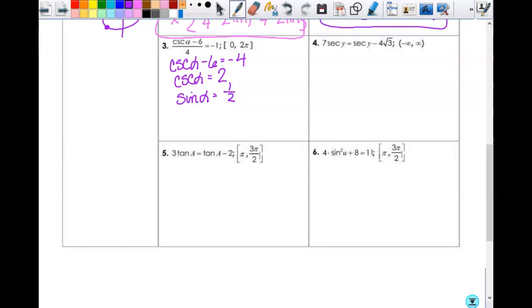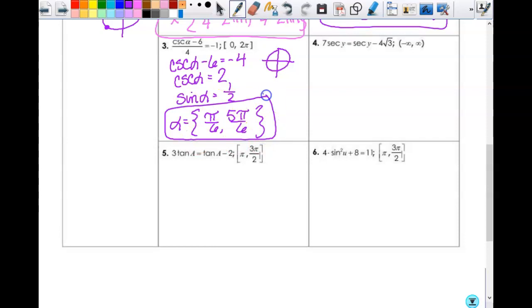Now, in this case, I'm only going from 0 to 2 pi. It's just one rotation around the circle. So how many answers will I have? 2. So when is the first time sine is 1/2? Pi over 6. And when is the next time? 5 pi over 6. That's it.